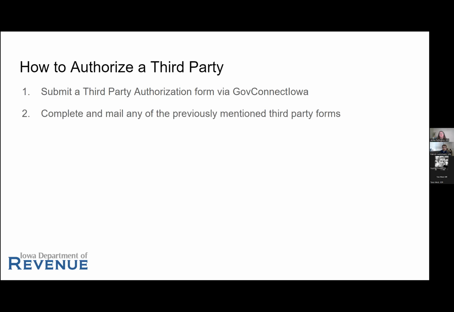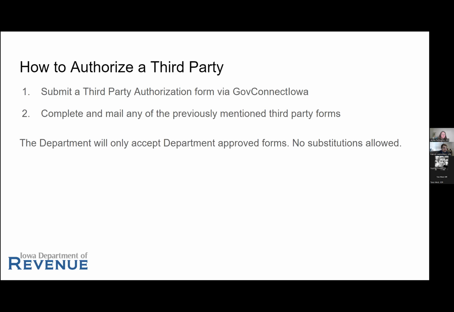And then what we'll talk about next is the business processes in place at the department. So we know what the forms are. Now, what do you do with them? In order to authorize a third party, you have a couple different options. One, you can submit the authorization form through GovConnectIowa after you're connected to the tax accounts. Or two, you can complete and mail the third party forms.